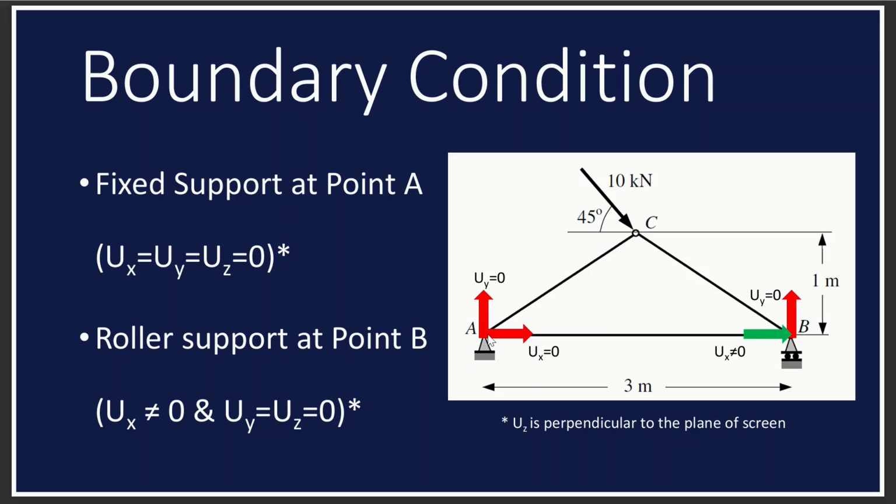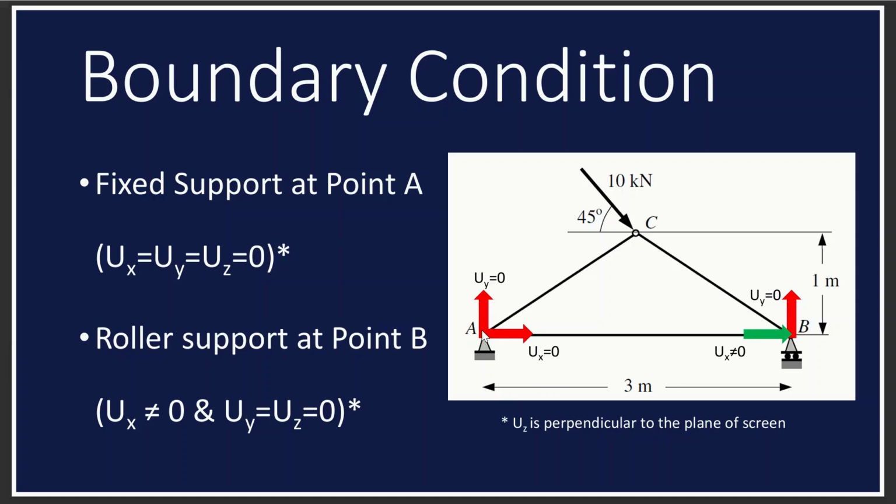Now, for the fixed boundary condition, the displacement along all the three mutually perpendicular directions is 0. That is ux, uy, uz is 0. And for roller support at point B, we have ux allowed. That is, the motion along the x direction is allowed, but uy and uz are 0. The important point is that uz is perpendicular to the plane of the screen, so it is not shown here.